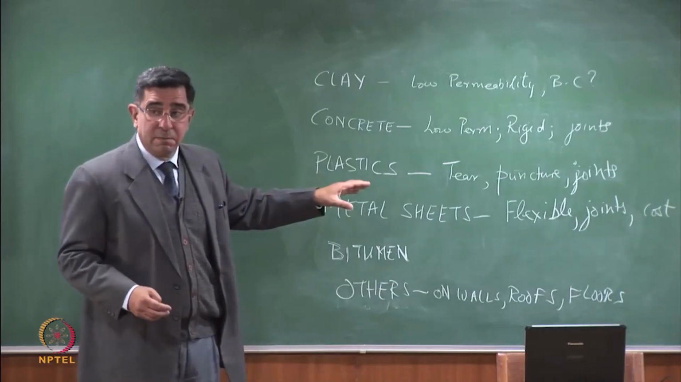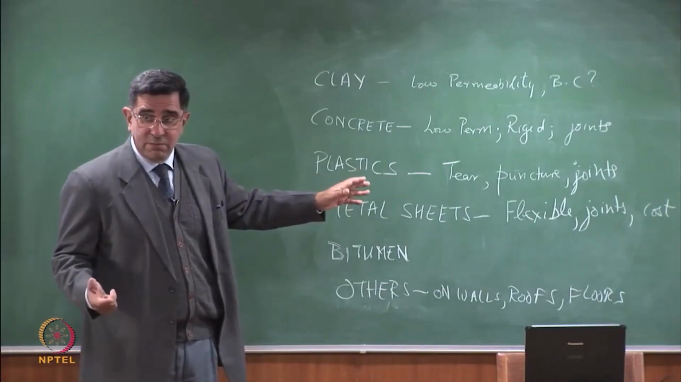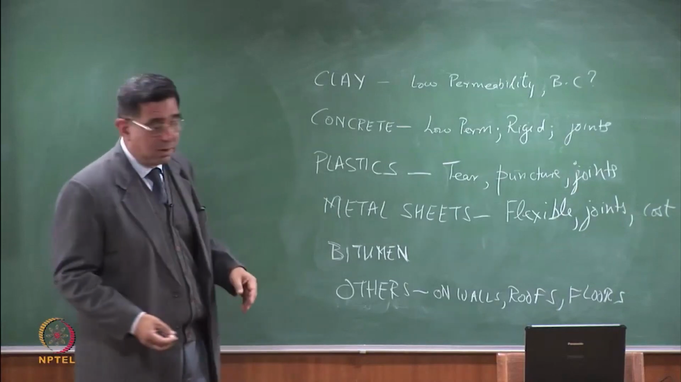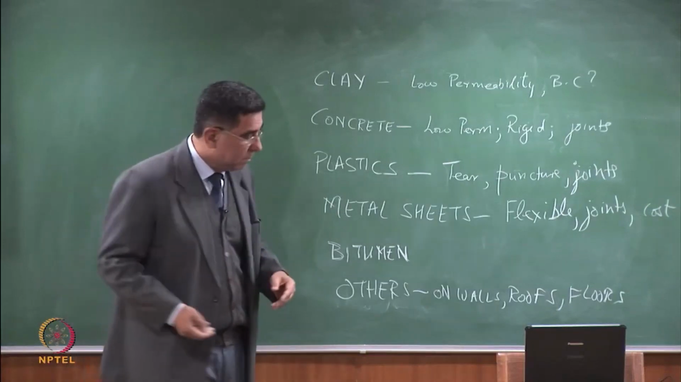Plastics, prefabricated, they come from a factory. Metal sheets, prefabricated, they come from a factory.